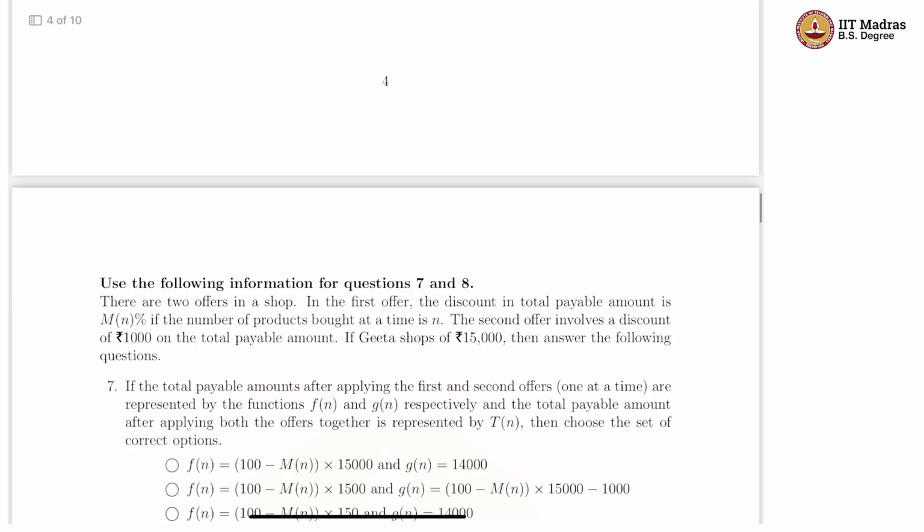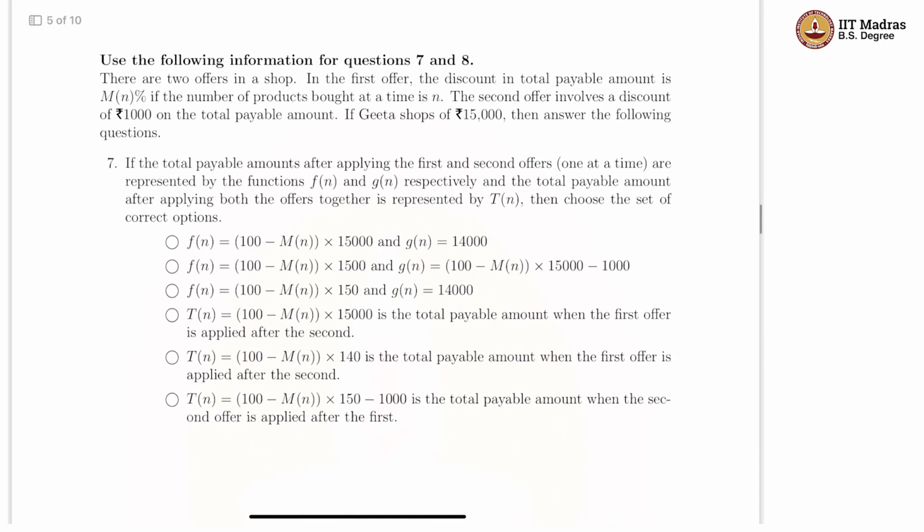Let's now move to the next question. So this is the question, and this is the information given here. Let us first read the information. There are two offers in a shop. In the first offer, the discount in total payable amount is this much if the number of products bought at a time is n, and the second offer involves a discount of this in total payable amount. If Geeta shops for 1500 rupees, then answer the following questions.